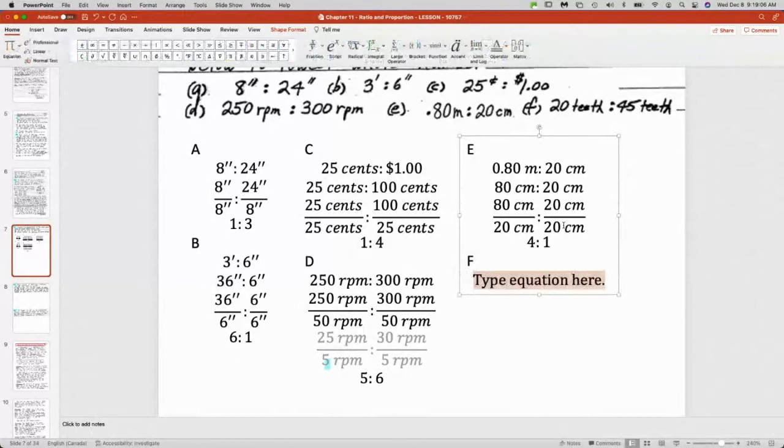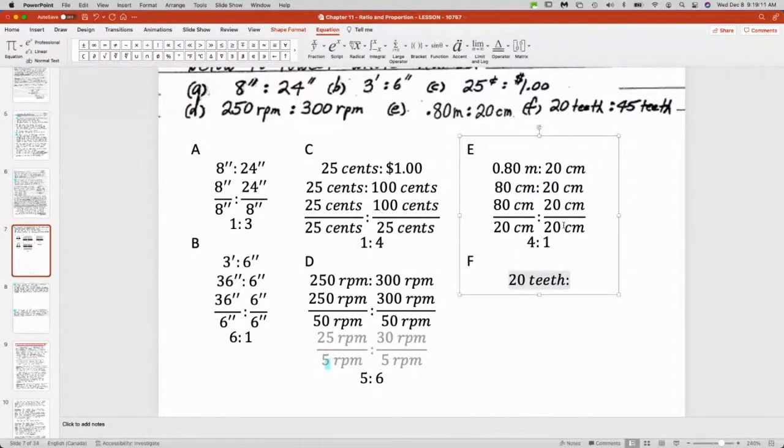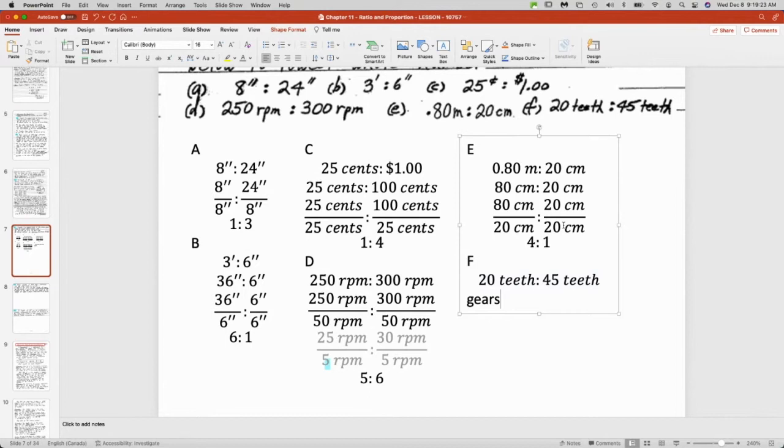Question F. 20 teeth to 45 teeth. We're talking about gears here. If you're wondering what's up with teeth, no, we're not talking about a dental situation here. We're talking about gears. So gear ratios.